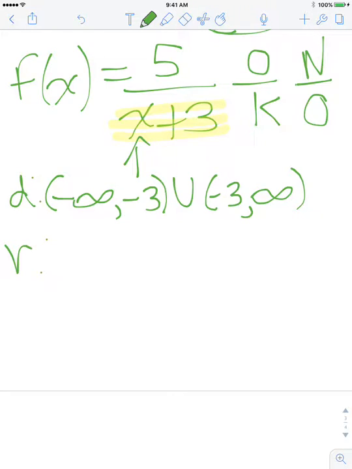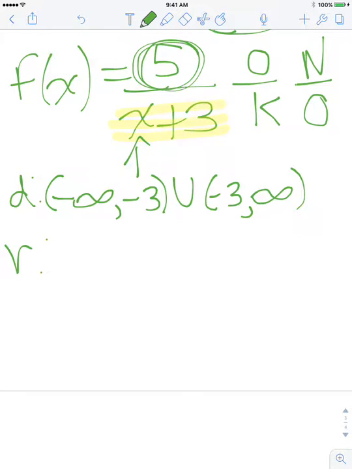Okay. And what about my range? Well, my range is going to be any number except what? Well, let's think, can I have 1? Sure. Can I have 2, 3, 4? Can I have negative values? Sure. Can I get 0? Well, the only way a fraction is going to be 0 is if the 0 is on top. That's the only way you're going to get 0.